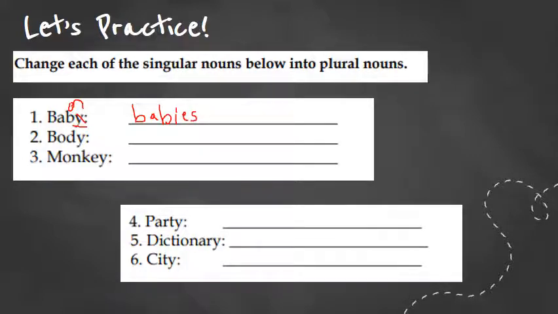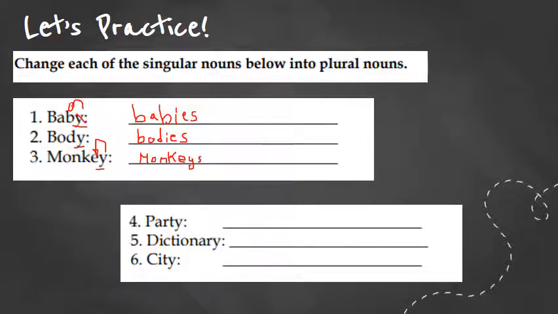Body. Body also ends with y. Before the y we have a consonant letter, so we have to cross out the y and add ies. Bodies. Okay. Monkey. Monkey, what does monkey end with? Y. But what do we have before the Y? Before the Y, we have a vowel letter. Vowel letter E. So here we have just to add S. We do not remove the Y. We keep the Y and we just add S because the Y is preceded with a vowel letter.